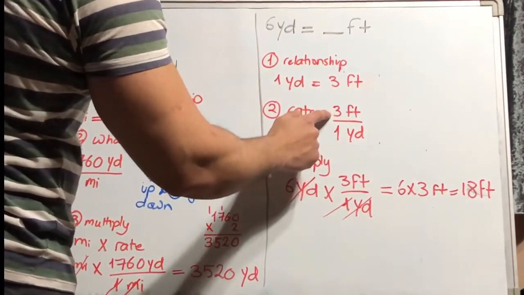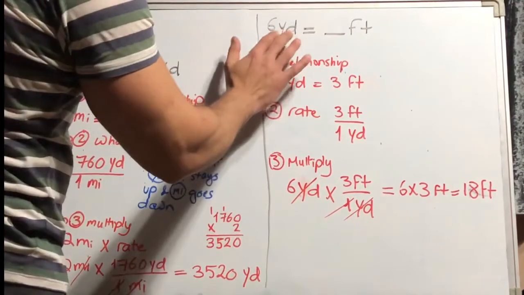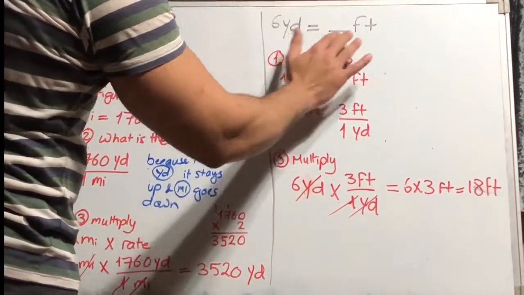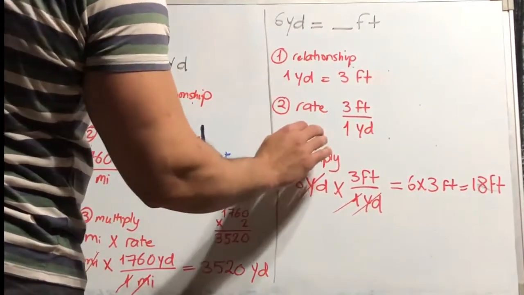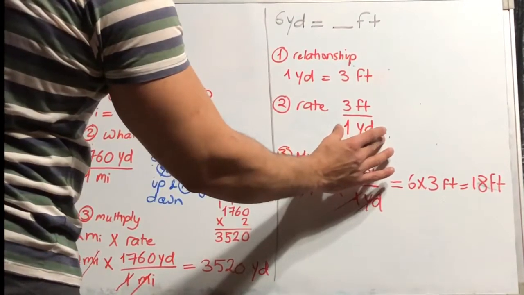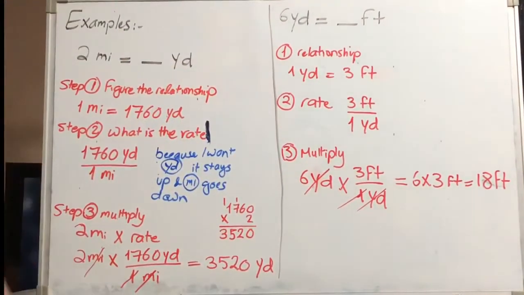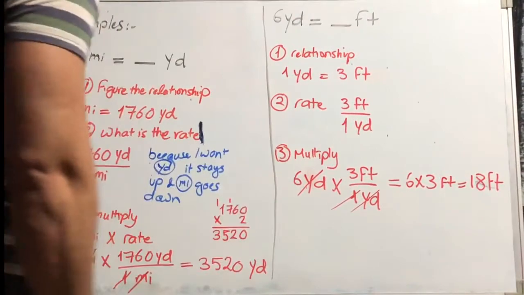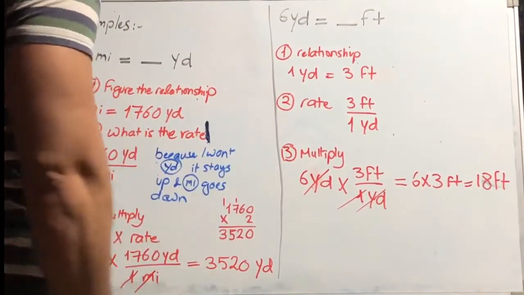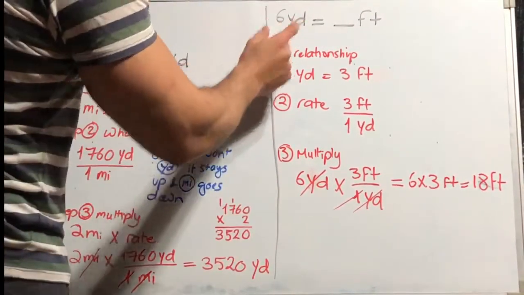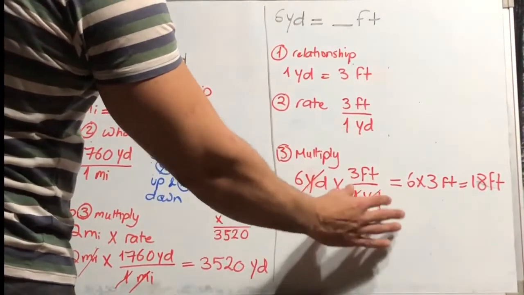So I have the 3 feet above and the 1 yard below, because here I have the yard and I need to turn it into feet. So I need the yard to disappear. I'm going to put the yard in the denominator and the feet in the numerator. So I have 3 feet over 1 yard. Step 3, multiply. I'm going to get the 6 yards here and multiply by the rate.